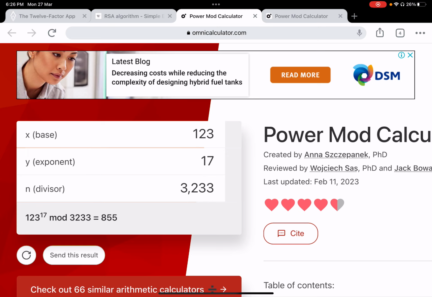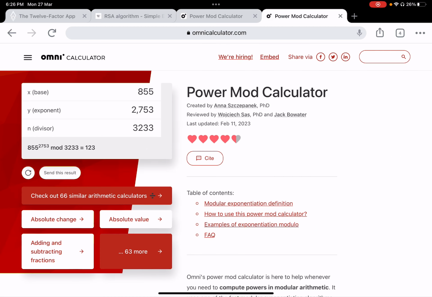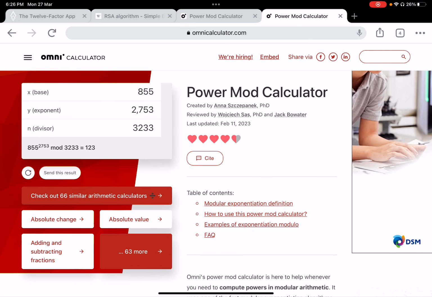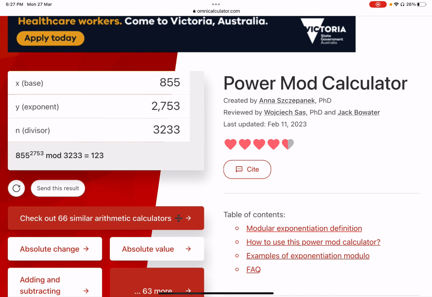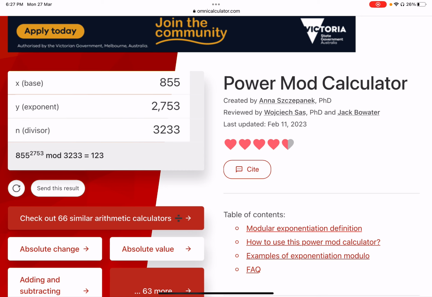Then, corresponding to this, which acts as our private key, we take this encrypted number, 855, and we feed two new numbers to the formula that we just studied earlier, to arrive at the original result. In this case, this 123. So 855 is the encrypted number, and we use these two numbers in order to reach the original value.